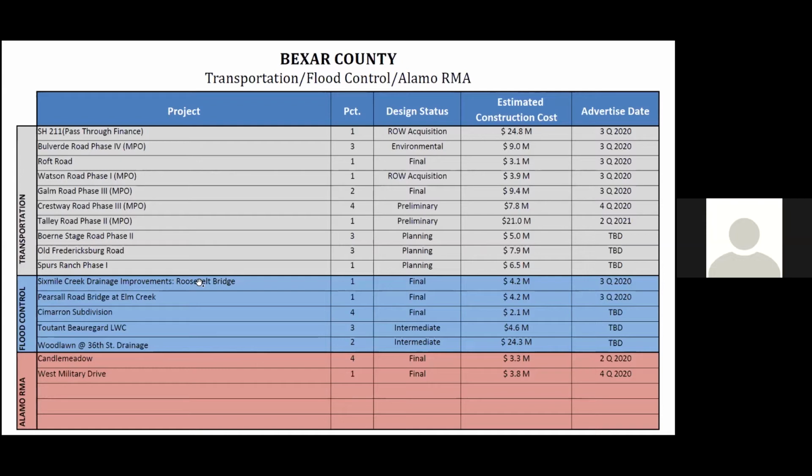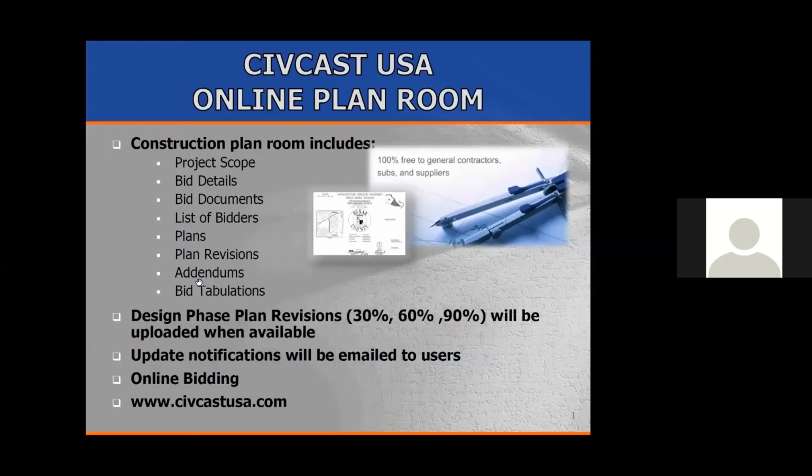Now to access these projects, I like to jump into CIVCAST. CIVCAST is a useful tool that Bexar County Public Works uses, but not only Bexar County Public Works, other entities across Texas do as well. You could find other counties, other cities. I know the City of San Antonio utilizes CIVCAST. We always upload our 30, 60, 90% plans onto CIVCAST. You could easily track a project.